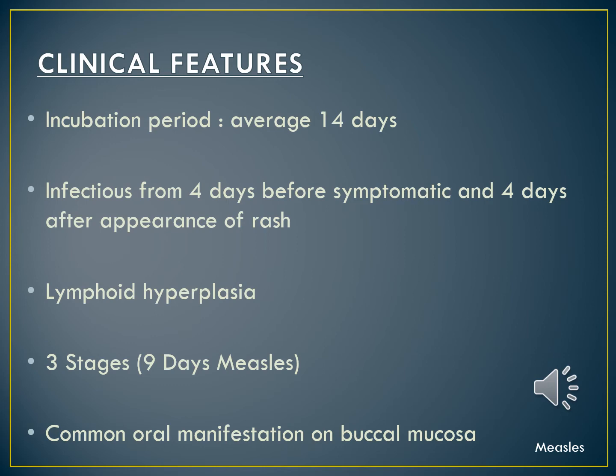The virus is associated with significant lymphoid hyperplasia that often involves the lymph nodes, tonsils, adenoids, and Peyer's patches. The adenoid is also known as pharyngeal tonsils or nasopharyngeal tonsils, whereas Peyer's patches are small masses of lymphatic tissue found throughout the ileum region of the small intestine. There are 3 stages of infection, with each stage lasting 3 days, hence it is named 9 days measles. Common oral manifestations of measles occur on the buccal mucosa.